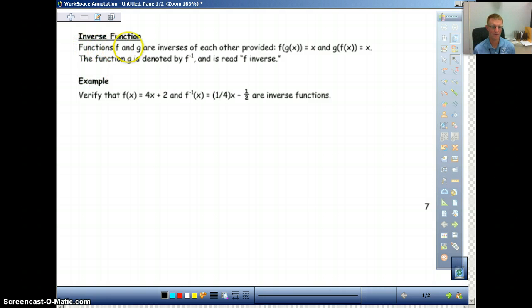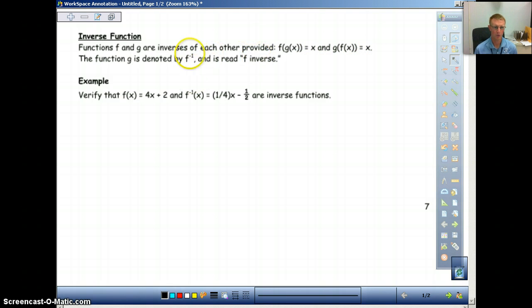It says functions f and g are inverses of each other provided f of g of x. Remember, we just finished composite functions in the last section. f of g of x will equal x, literally, that's what you will end up with. And your g of f of x, so you reverse it, you'll get x again. So when you take the composite functions of each other, you should get a result of x on both of them if they are inverse functions.